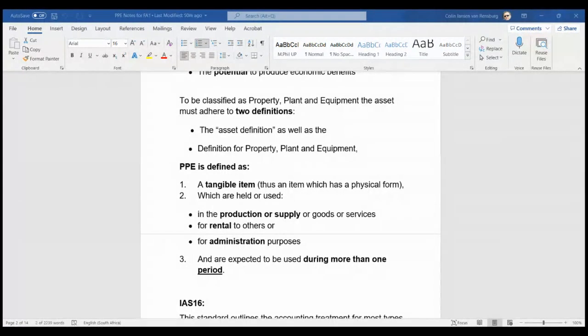Let's stay with that same bullet. So in the production or supply of services, maybe give me two or three examples there. What kind of property, plant and equipment can be used in the supply of services? We've actually mentioned a few a little bit earlier. You're welcome to take a few guesses there.